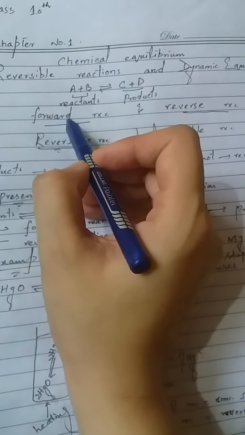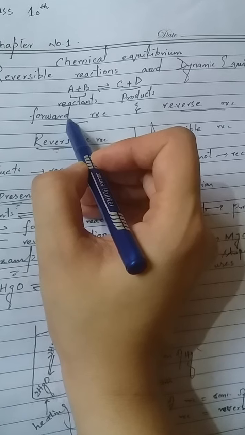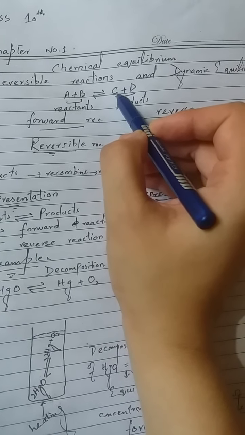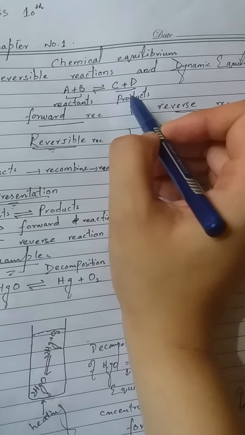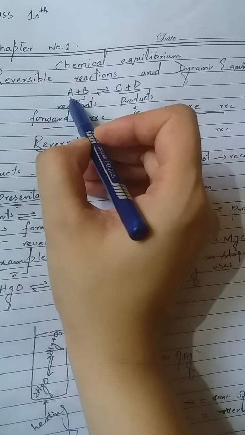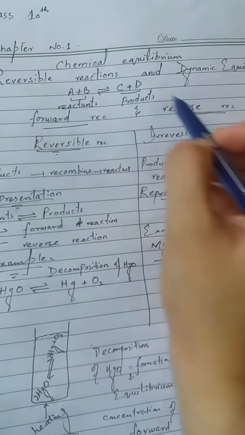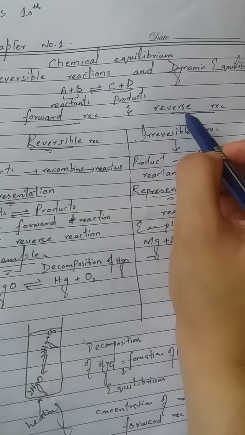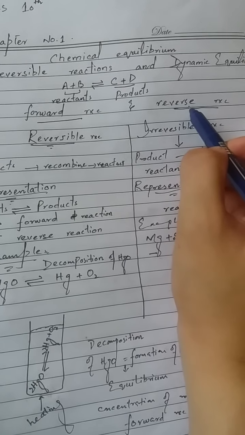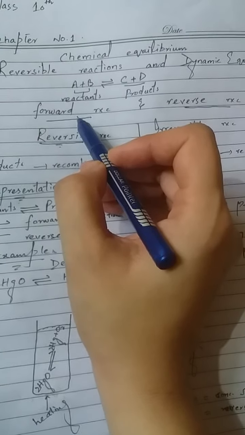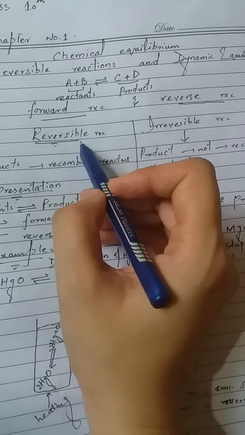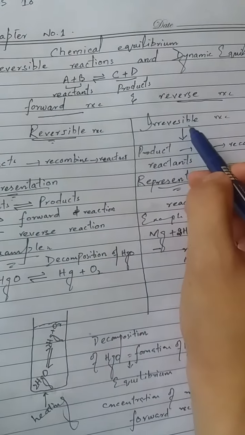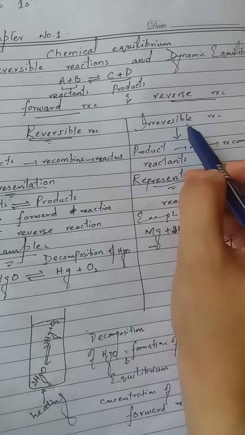So this type of reaction is known as a forward reaction. And here C reacts with D, it means products react with each other and form reactants again, A and B. Such a reaction is known as a reverse reaction. On the basis of forward and reverse reactions, there are two other types of reactions, known as reversible reactions and irreversible reactions.